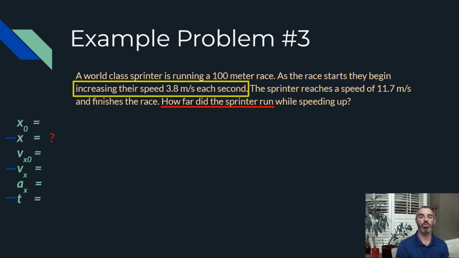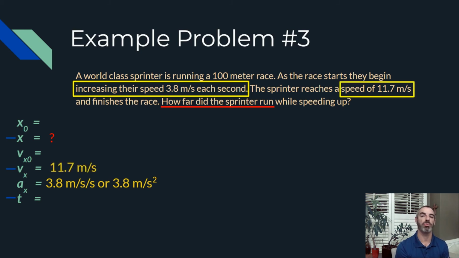Now we have this increasing their speed 3.8 meters per second each second. At first glance, you might say, oh, there's meters per second, that must be a velocity, but you have to keep reading. 3.8 meters per second each second, which tells me that it's 3.8 meters per second squared, which is our acceleration. Then we have the speed of 11.7 meters per second. That's the speed the sprinter reaches.